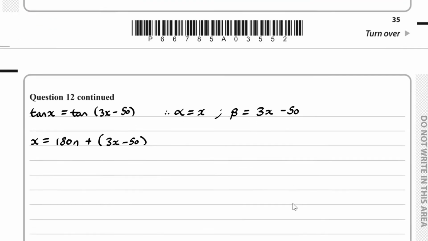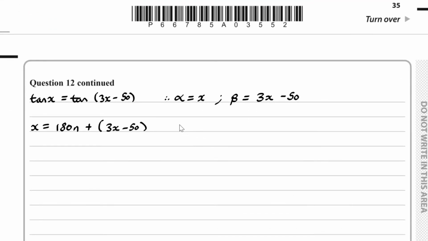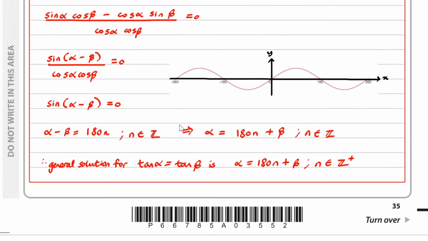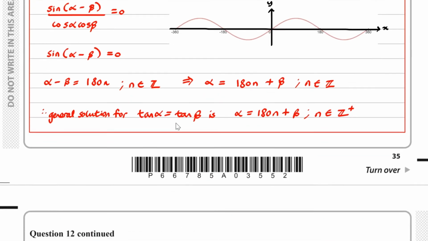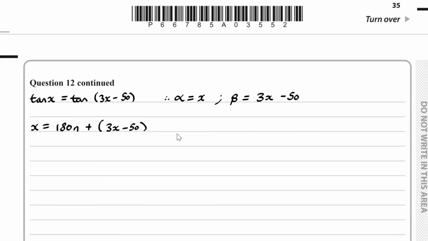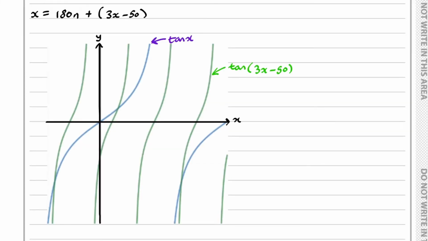Okay? So with this we can find out what x is, and I recommend you all draw the graph of tan x and the graph of tan of 3x minus 50 in the required range to solve this equation and to see which solutions you actually need. So here I've drawn the graph of tan x and the graph of tan of 3x minus 50.